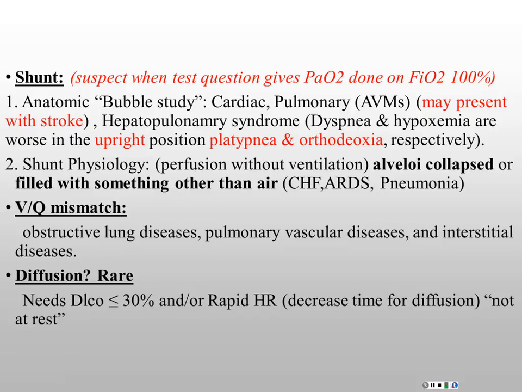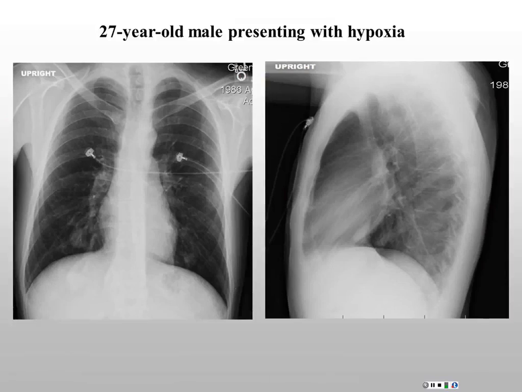And again, you can differentiate by giving oxygen. If you have shunt, this will not correct. If you have VQ mismatch, this will respond to low to moderate amount of oxygen.